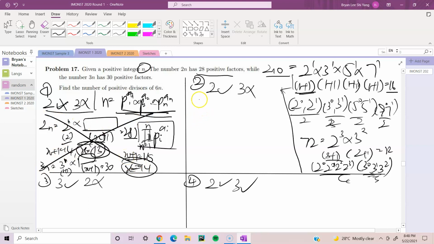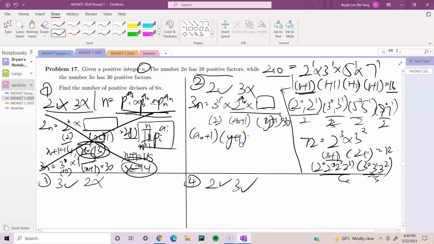Now for the second case, n contains 2 but does not contain 3. Okay, so we have 3n equals, wait, give me a moment, sorry. So we would have 3n equals 3 to the power of 1 times 2 to the power of some a0 times this whole thing. So this would be 2 times a0 plus 1. Then this is another y plus 1 equals 30. So we would have a0 plus 1 times y plus 1 to be 15.